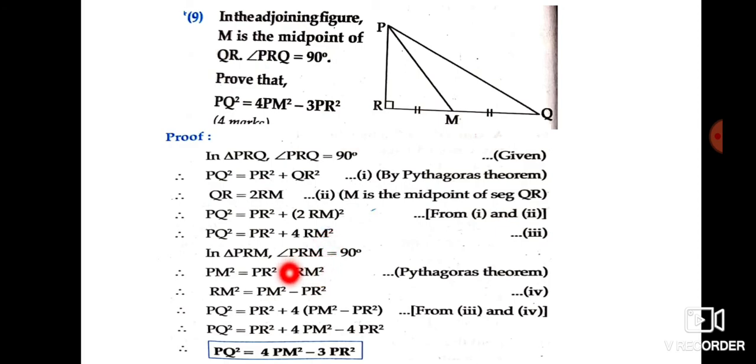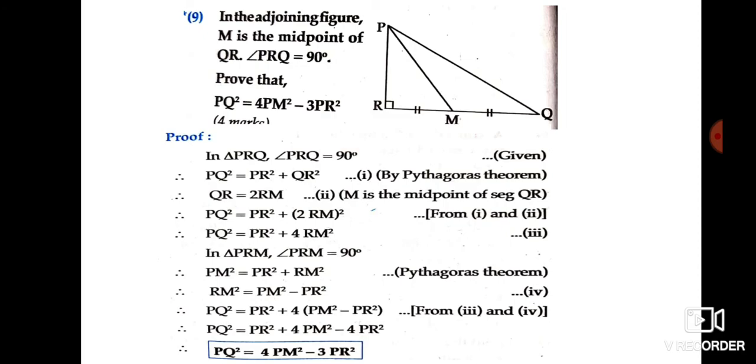So we are going to find the value of RM. Take PR square on the other side, so RM square is equal to PM square minus PR square. We are going to substitute this value of RM square in the third equation. So we rewrite it: PQ square is equal to PR square plus 4 times, instead of RM square, PM square minus PR square. Now we open the bracket: PQ square is equal to PR square plus 4 PM square minus 4 PR square.